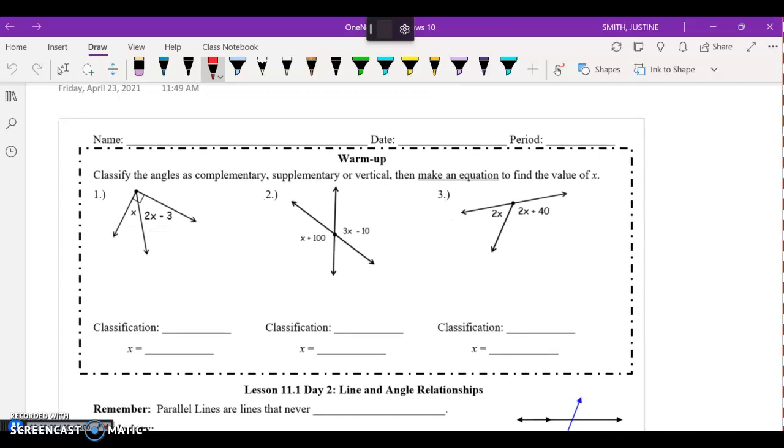All right, so for the first one, again, you should have paused the video and tried these on your own first. Now you're checking. So the first one, they have that 90-degree angle so that you know the classification would be complementary.